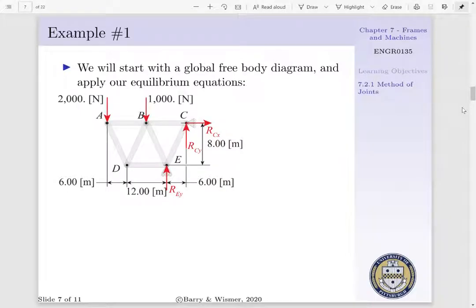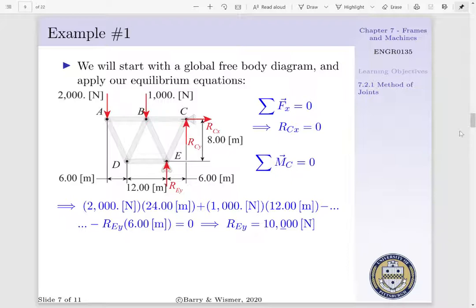To begin, we'll start with a global free body diagram, and we'll apply our equilibrium equations. First, we'll start with the summation of forces in the x direction, and we find our reactionary force at C in the x direction, RCX, is equal to 0. Next, we'll apply our summation of moments about point C. We recognize our 2,000 newton and 1,000 newton forces are going to create a tendency for our body to rotate counterclockwise, whereas REY is going to cause a clockwise rotation.